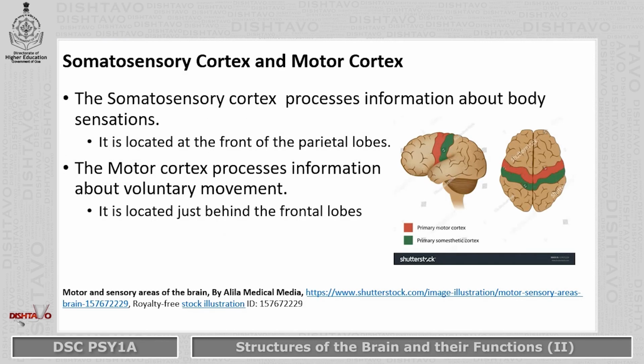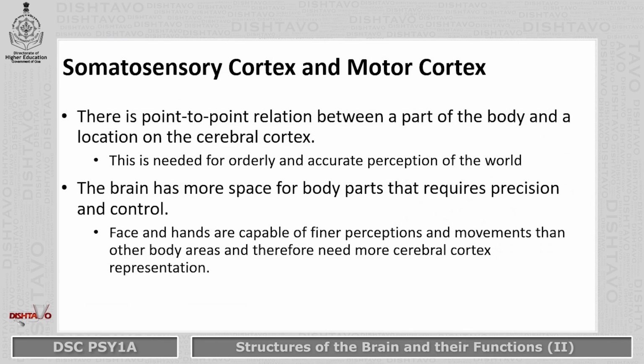We now move on to somatosensory cortex and motor cortex. The somatosensory cortex processes information about body sensations. It is located at the front of the parietal lobes. So if you see the green band there, it is the somatosensory cortex. The motor cortex processes information about voluntary movement. It's located just behind the frontal lobes. The red band talks about the motor cortex. It indicates the motor cortex.